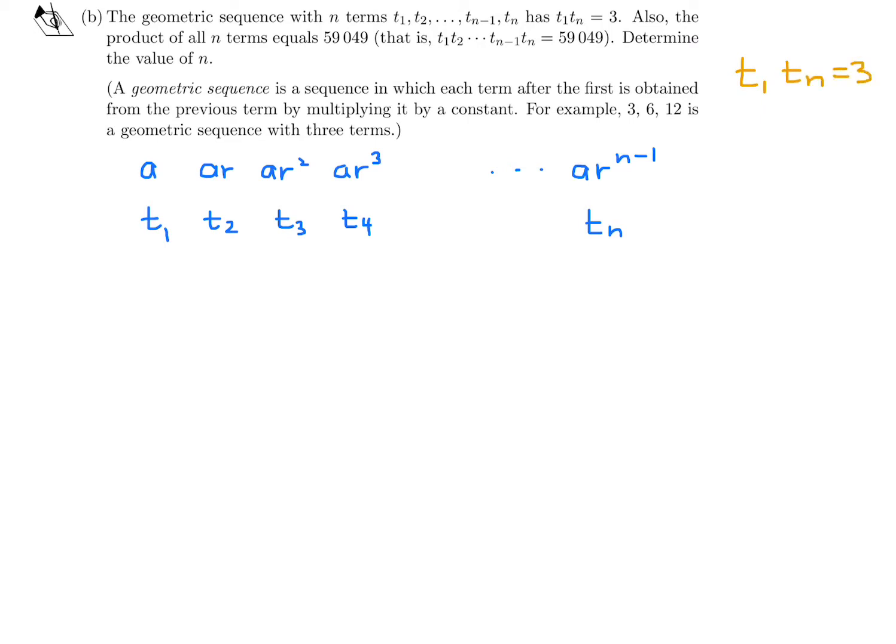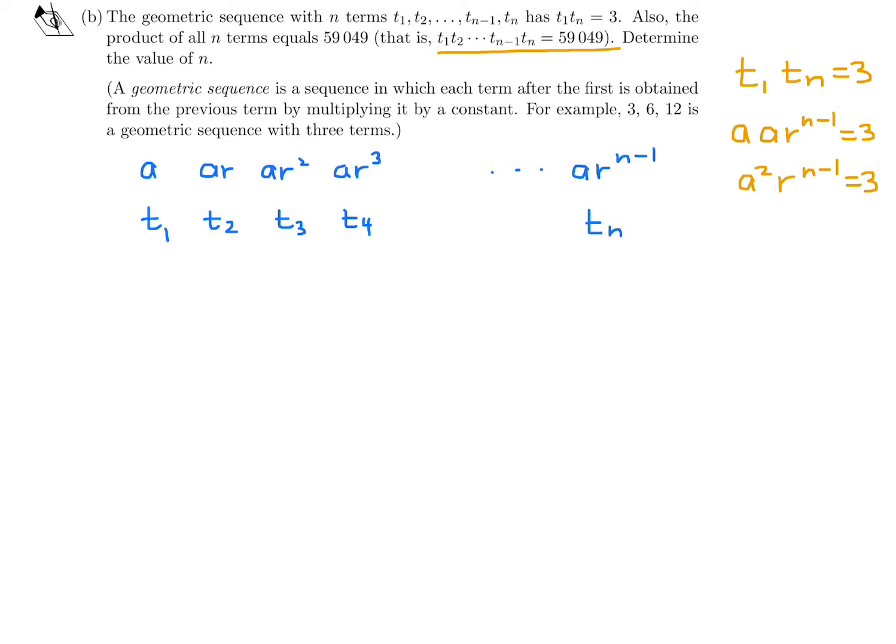Okay, at this point it doesn't seem like it helps us much, but let's see what happens when we sub these in. t1 is really a, and tn is a times r to the n minus 1, and that is equal to 3. So what that means is this is a squared times r to the n minus 1, and that equals 3. Okay? Let's see what happens later on.